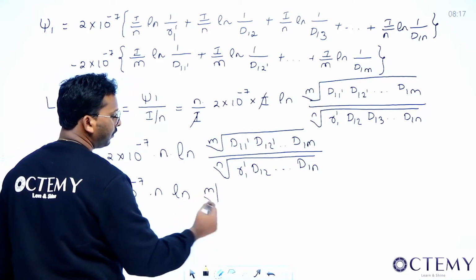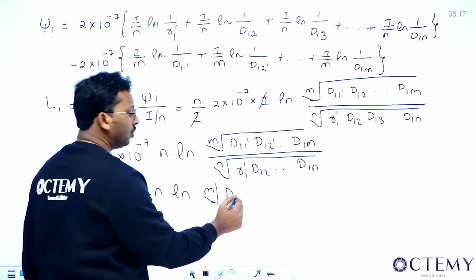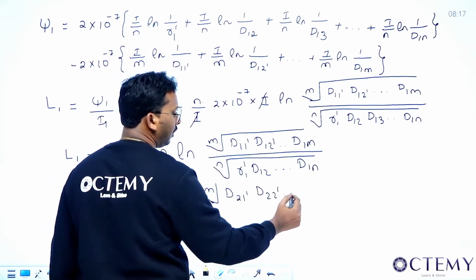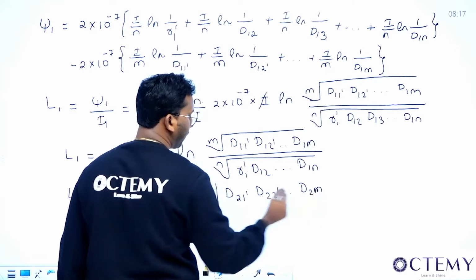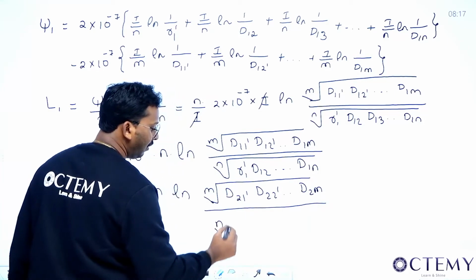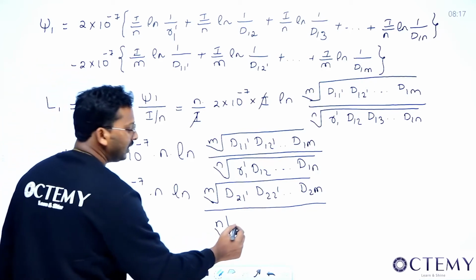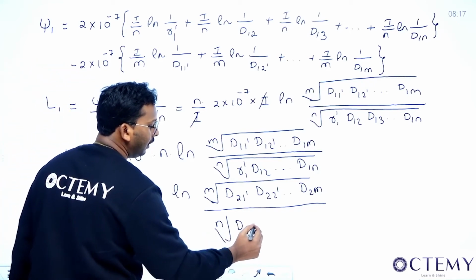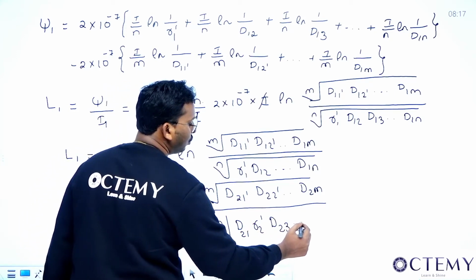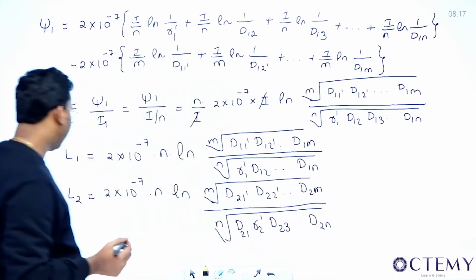The mth root of the distance here from 1 to 1 dash. Now it will be L2, so it will be from 2 to 1 dash, 2 to 2 dash, and then so on 2 to m. Whole divided by the nth root of, and this is the second conductor L2, so it will be the distance between 2 and 1, and R2 dash, and 2 and 3 and then so on, 2 and n. This will be the inductance L2, sir.